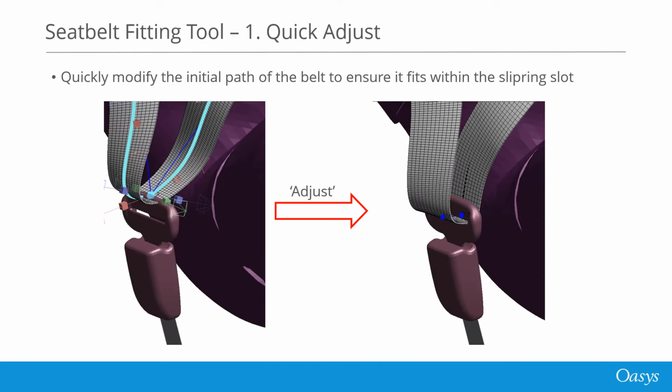The Quick Adjust tool allows you to easily modify the basic belt path to fit through a narrow slip ring slot. It used to be difficult and time-consuming to manually fit the belt through narrow slots, but this tool automatically adjusts the basic belt path. I will demonstrate how to use this new feature in Primer.